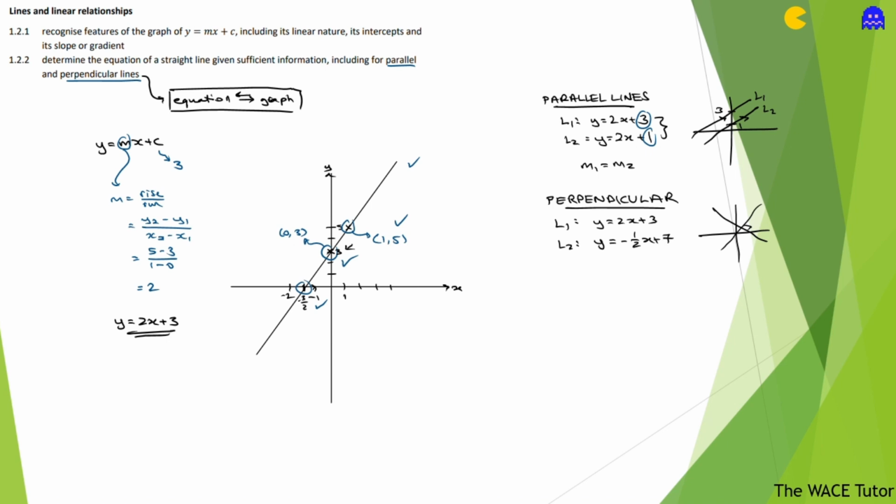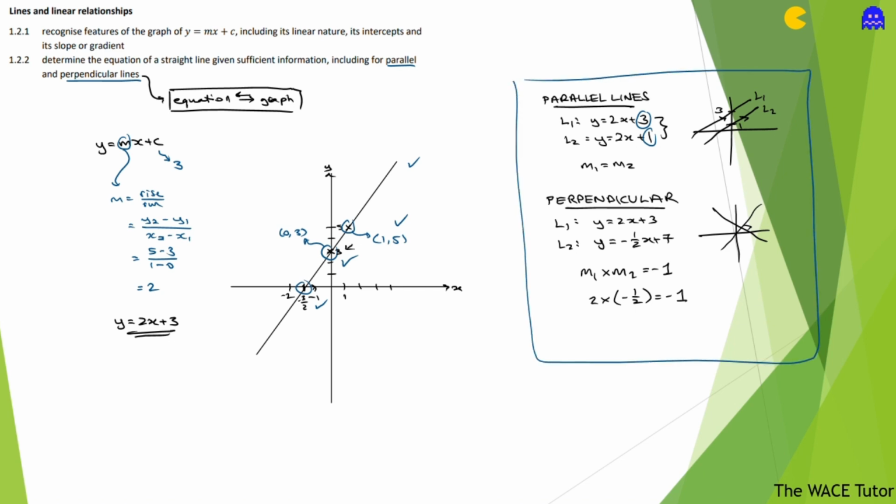The characteristic of perpendicular lines is that the gradient of my one line multiplied by the gradient of my second line will be equal to -1. And here I can see that's the case. 2 times negative 1/2 equals -1. So these are parallel and perpendicular lines.